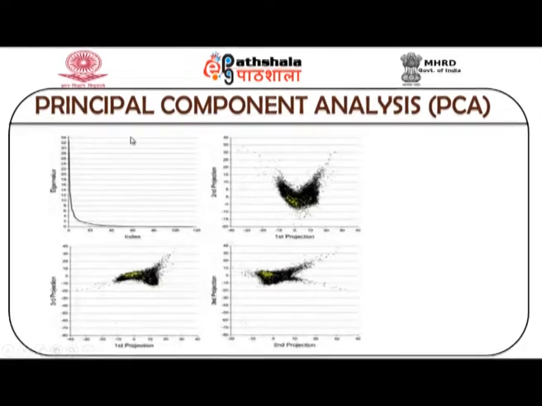So, this is an example data set wherein the principal component analysis is applied over the data set to get various principal components. So, we have the first and second projection. In the next figure we have the first and the third projection, and then in the fourth figure we have the second projection as well as the third projection. The first figure represents the index value with respect to the eigenvalues.